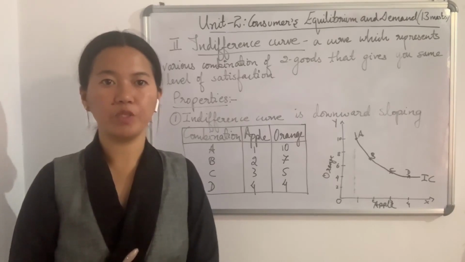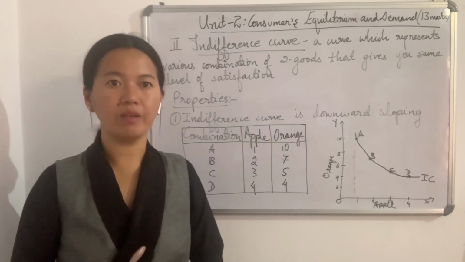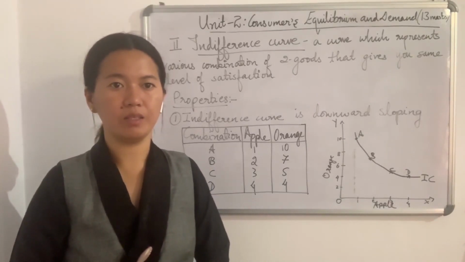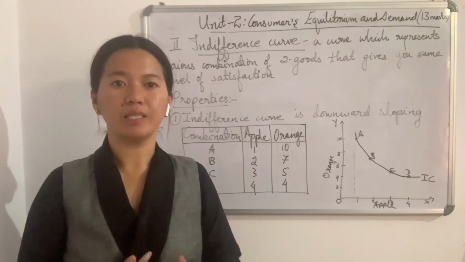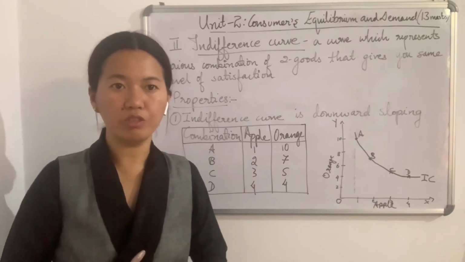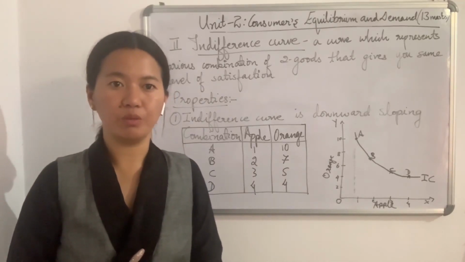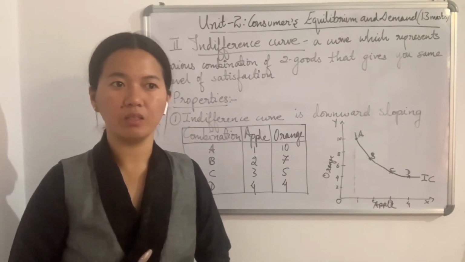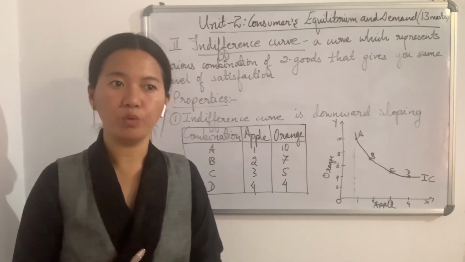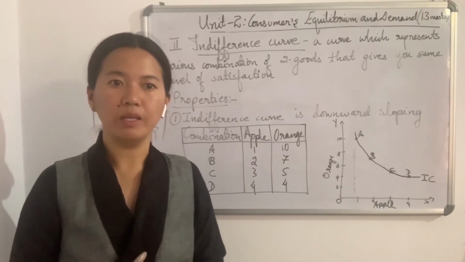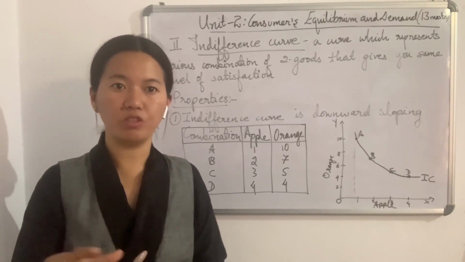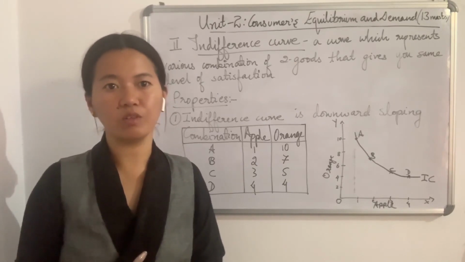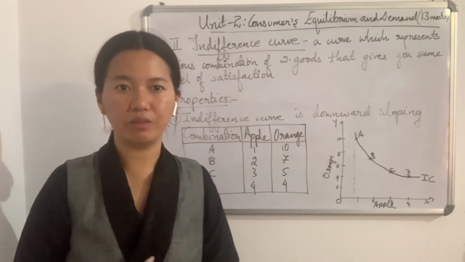The second main concept which we're going to learn is indifference curve analysis. And what is an indifference curve? It is a curve which shows various combinations of two goods which give you the same level of satisfaction when your income is given. That means that when your income is given, how you choose to consume two goods and what the various combinations are which give you the same level of satisfaction. The curve which shows all these combinations is called an indifference curve.